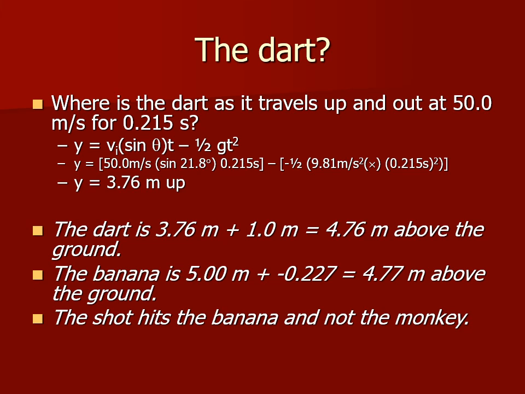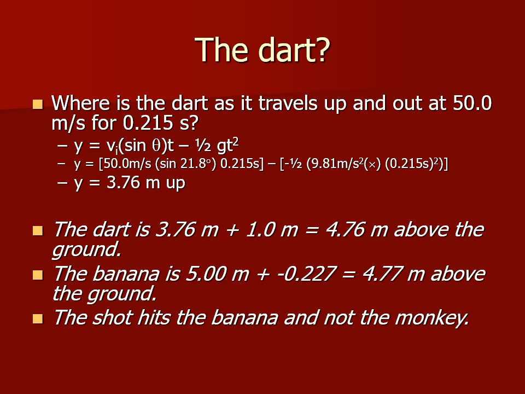Okay, so we know where the monkey is. He didn't move, or she didn't move. They're at the top of the light post, 5 meters. We know where the banana is. Where is the dart? Is it in the monkey, the banana, what? Okay, so where's the dart as it travels up and out at 50 meters per second for 0.215 seconds? Well, y equals the initial velocity, of course, through the sine function multiplied by the time, less 1/2 gravity time squared. Plug and chug because you have all of those values, and it turns out that the dart is 3.76 meters higher than the gun barrel.